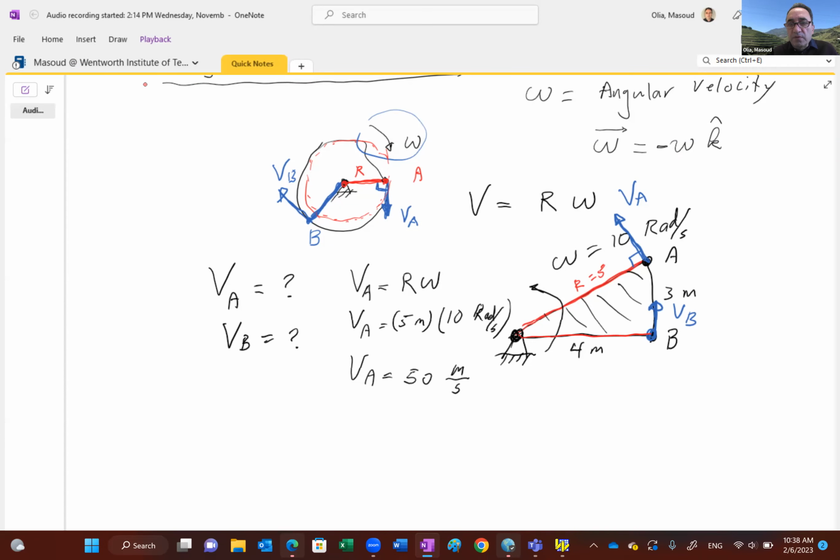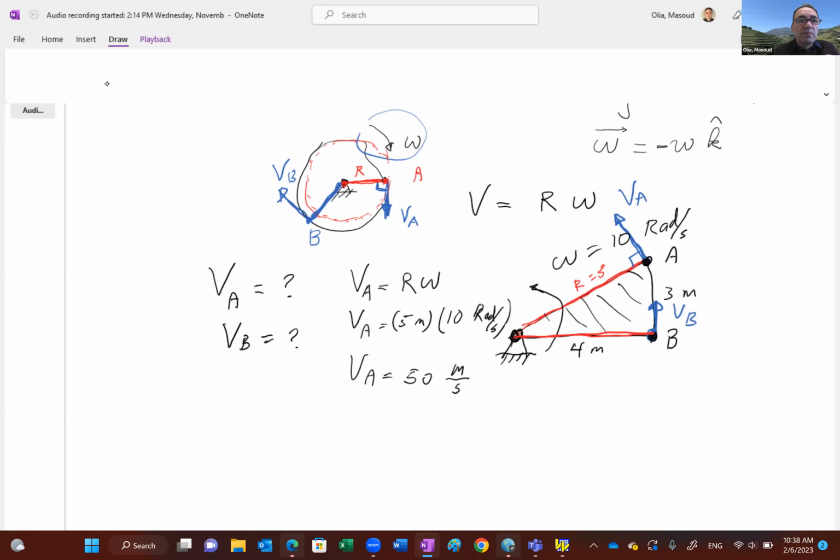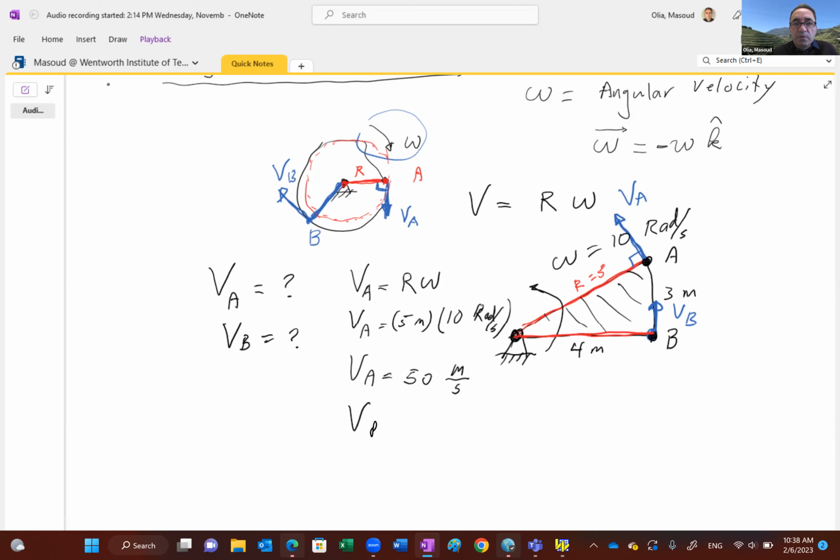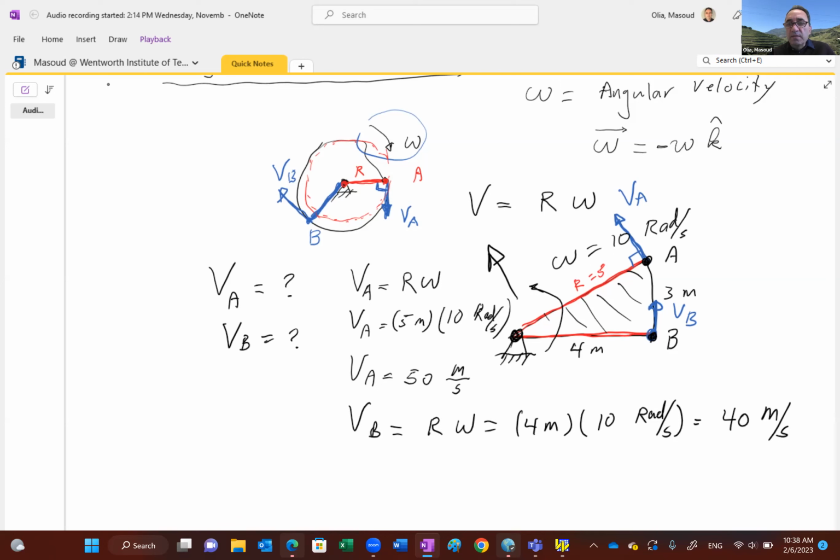Of course, this is a radius of 4 meters, so velocity of B is going to be what? It's going to be r times omega also, but r is 4 meters times omega of 10 radians per second. As you can see, this is a very trivial problem that I'm showing you. That would be 40 meters per second. So that was velocity of A like that, and this is velocity of B like that. Okay, so you see how easy it is to do the velocity.